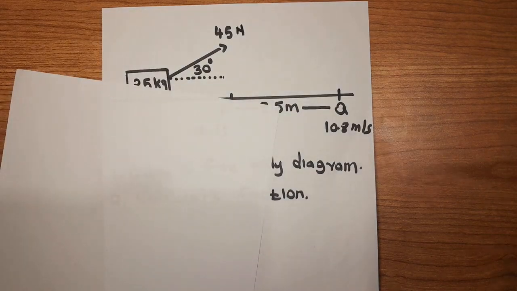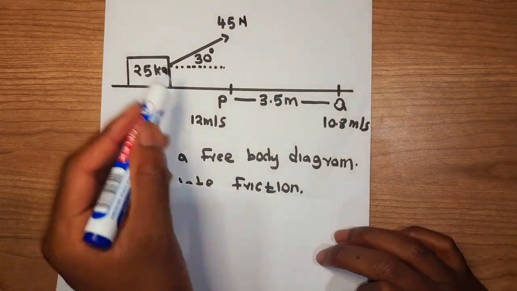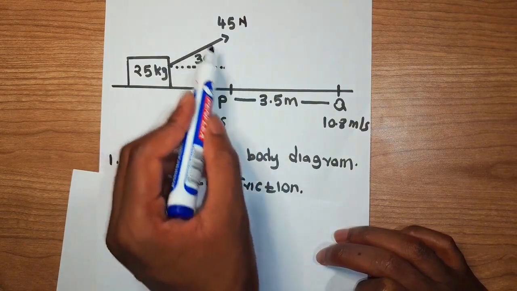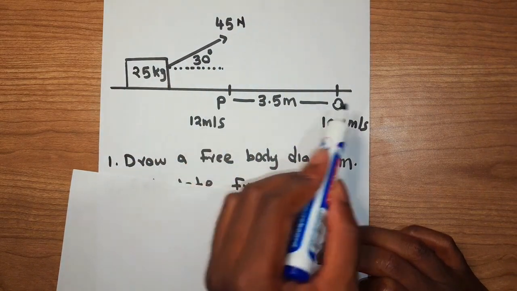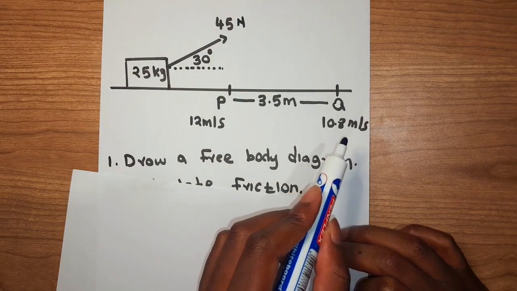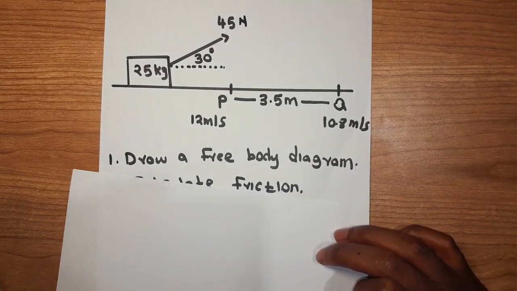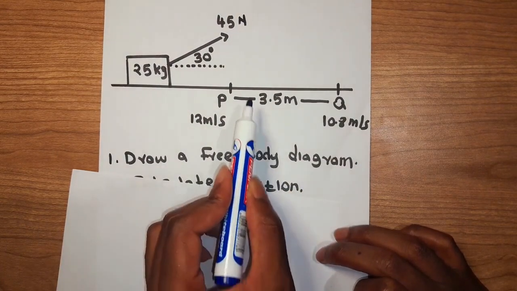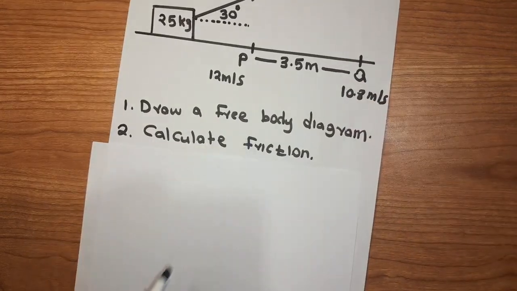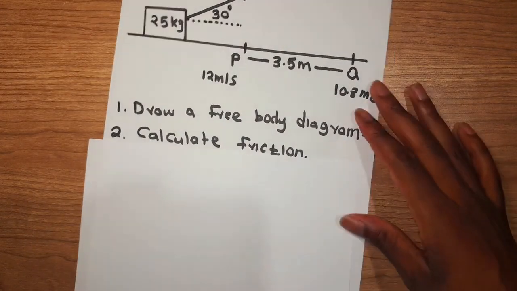Let's look at this. We have a 25 kg block that is being pulled by a string under 45 newtons at an angle of 30 degrees. It moves from point P to Q. At point Q, it has a velocity of 10.8 meters per second. It is decelerating, it is slowing down. It moves a distance of 3.5 meters. And the first question we get is: draw a free body diagram of this block.